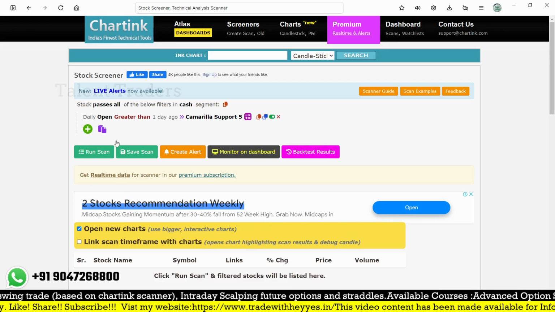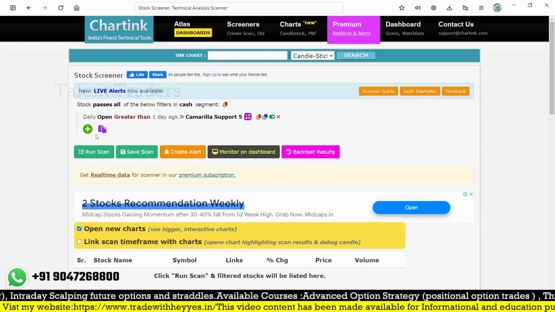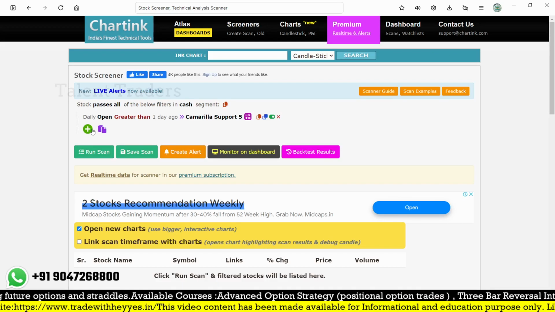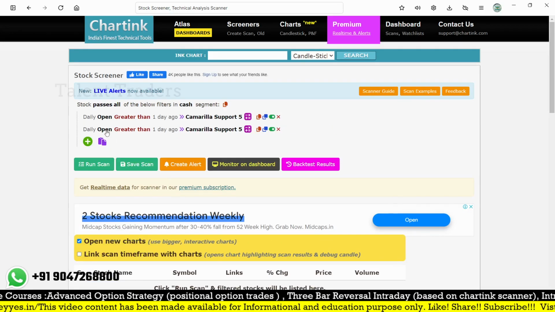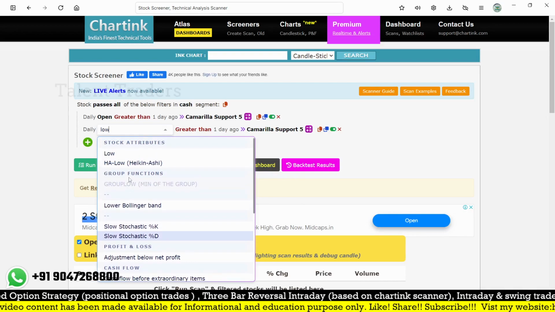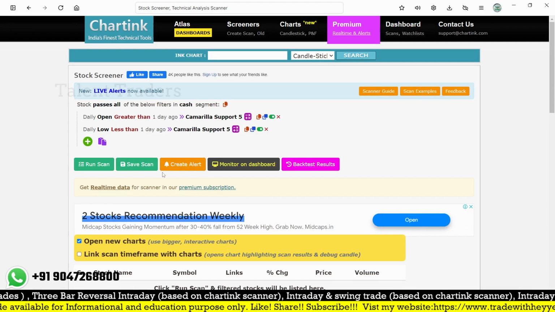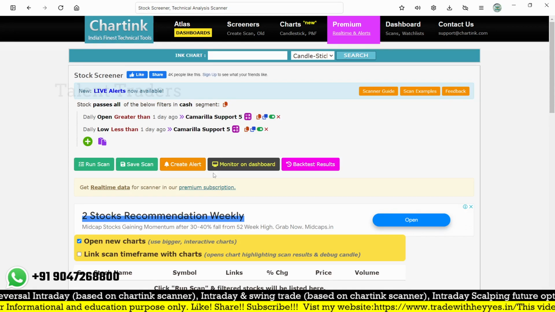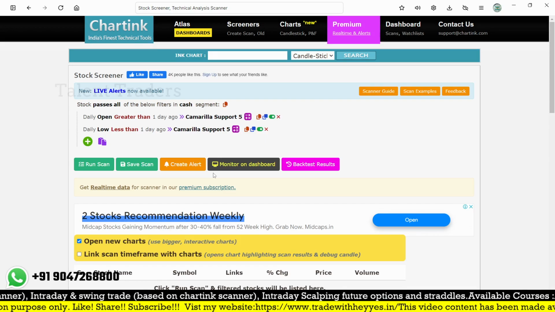Along with this condition, I'm going to add one more condition: the day low must be less than the 1 day ago Camarilla support 5. So what I'm exactly looking for is a stock which has taken support at the Camarilla L5 level.